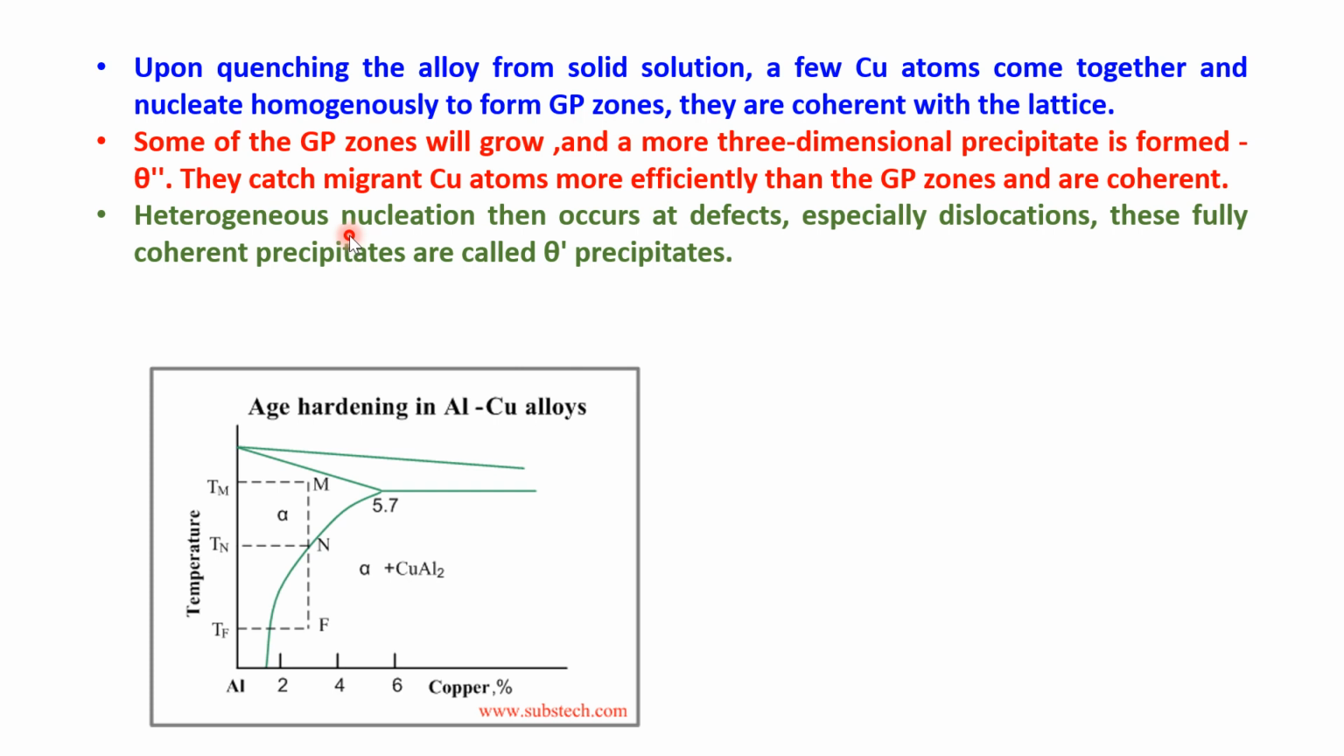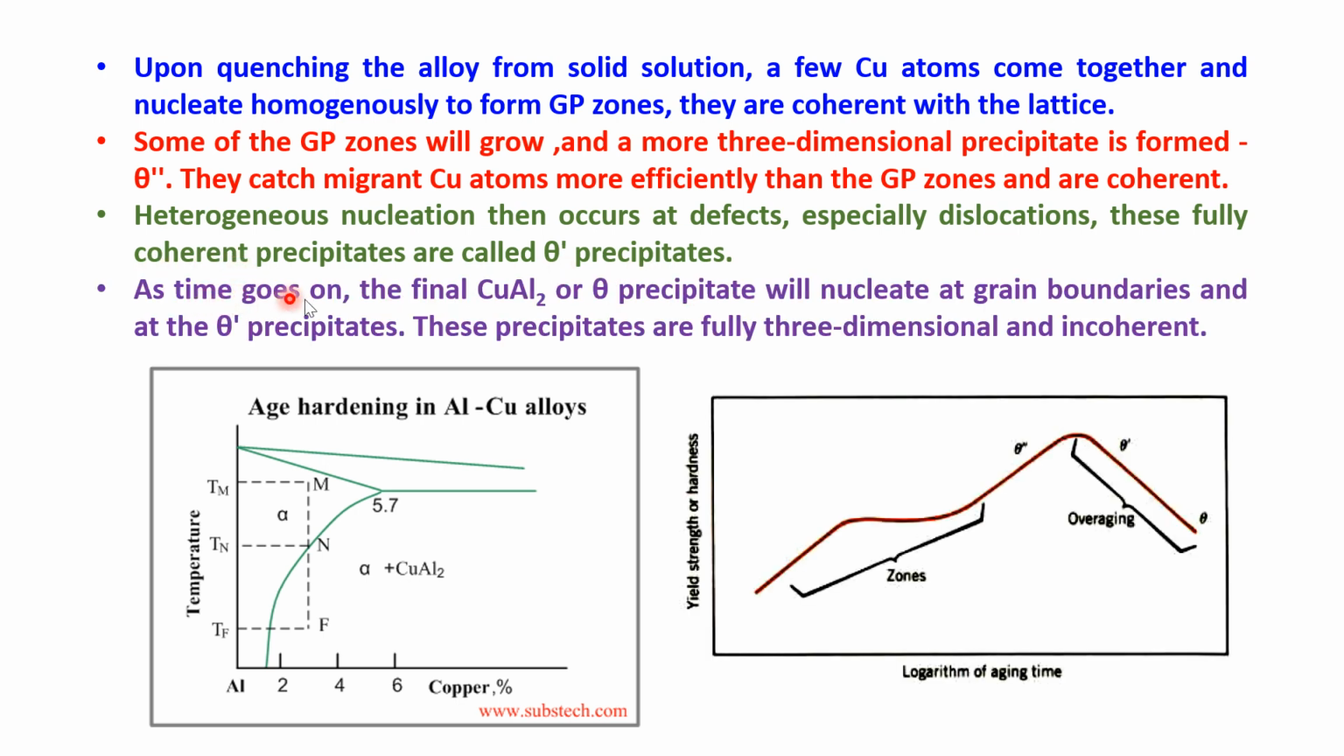Especially dislocations and stuff. And then theta single prime precipitates will be formed, and these precipitates are also coherent. So finally, as time goes on, the required precipitate, the theta precipitate, will start nucleating at the grain boundaries and at the theta prime precipitate, and these precipitates are fully three dimensional, and at the same time they are incoherent.